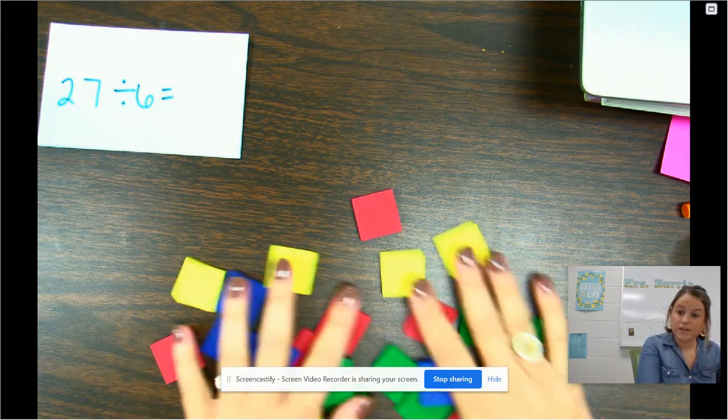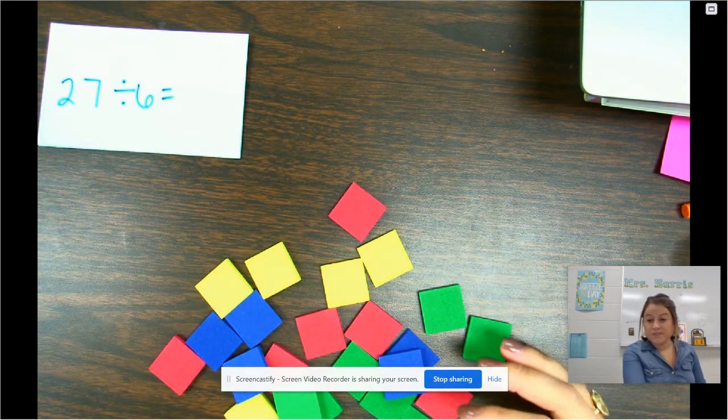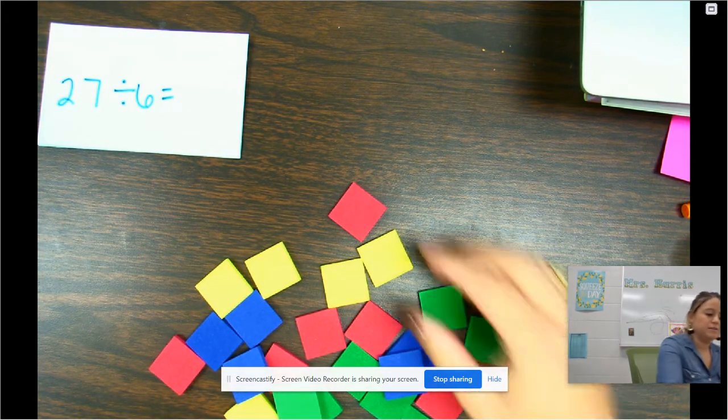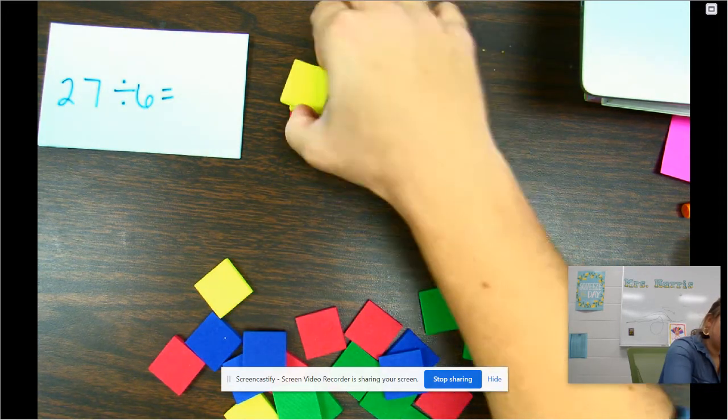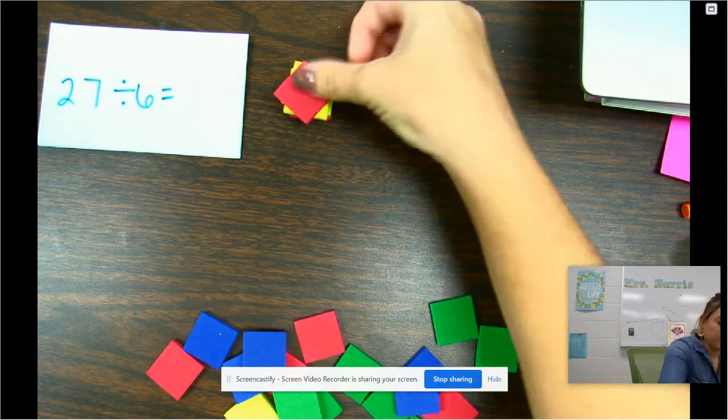Okay, so I've got my 27 here. I counted them out. I'm going to make groups of 6. I'm dividing by 6. We could stack them to give us some more space.